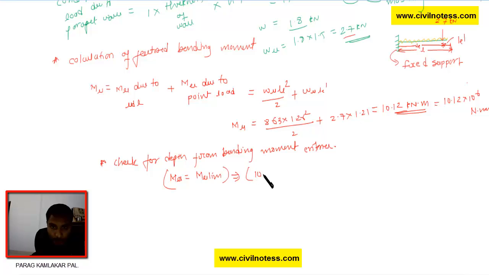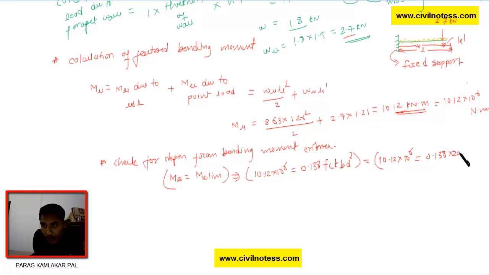The equation becomes: Mu is 10.12 into 10 raised to power 6 equals 0.138 fck bd square. So 10.12 multiplied by 10 raised to power 6 equals 0.138, with fck equal to 20, multiplied by 1000 multiplied by d square. When we solve this, we get d as 60.55 mm. This is our required d, that means the required depth for the design.